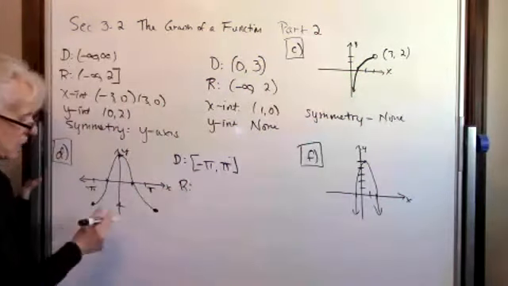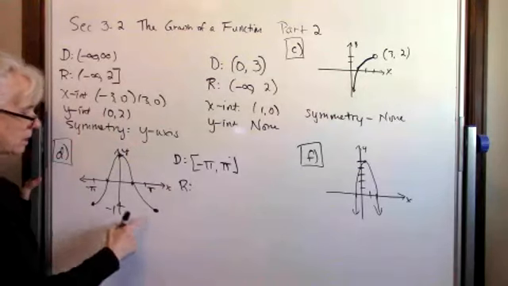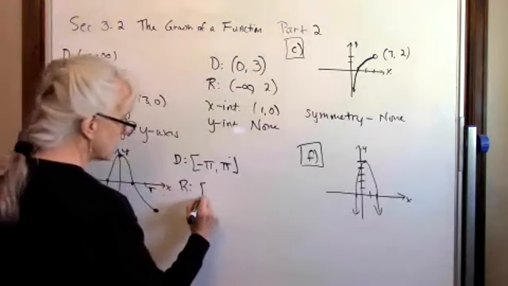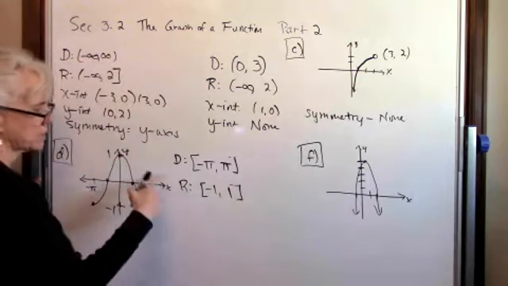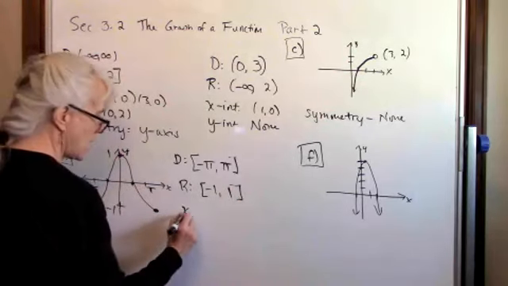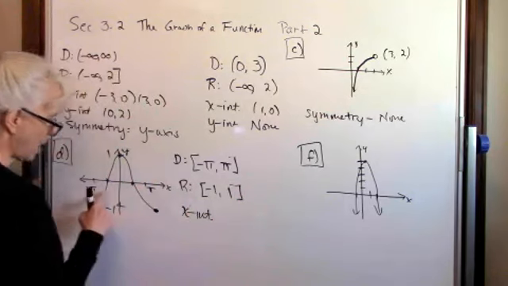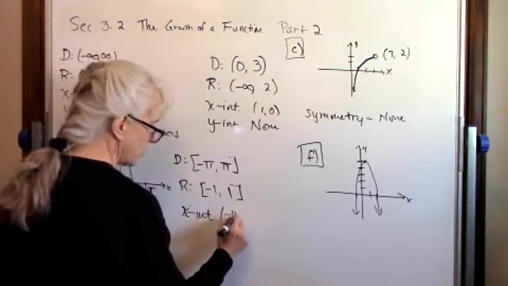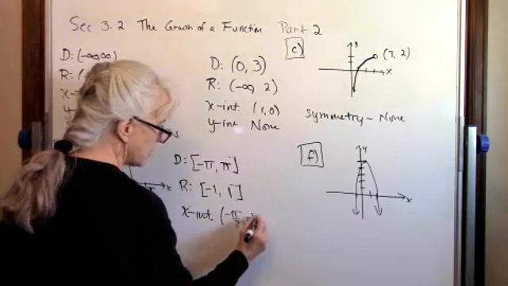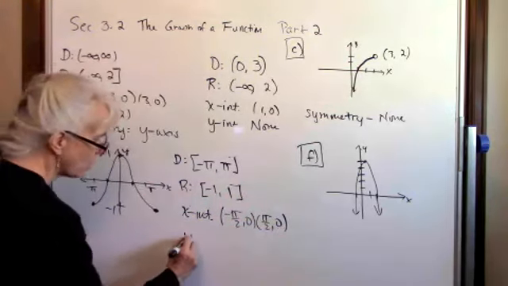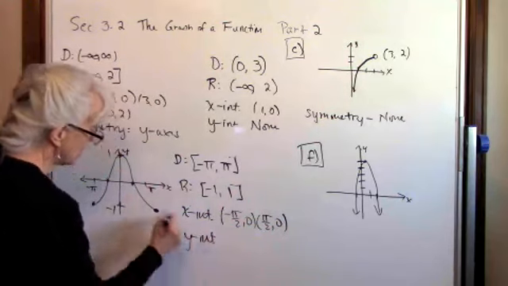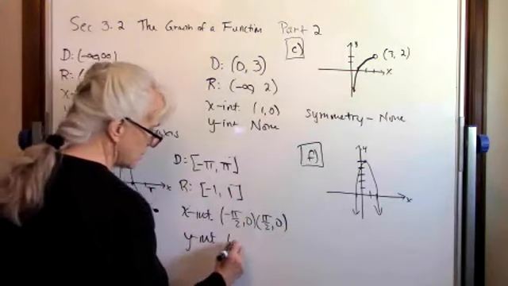The range is the bottom of the graph, which is over here at -1. The top of the graph is at +1. So we're going to go from -1 to 1. Left to right for domain, bottom to top for range. The x-intercepts are at negative pi over 2, comma 0, and positive pi over 2, comma 0. What about the y-intercept? Well, it has one. The y-intercept is positive 1, so (0, 1).